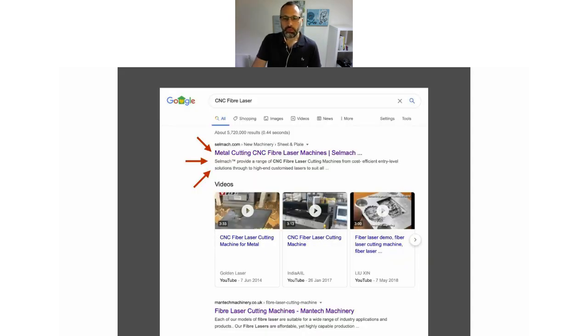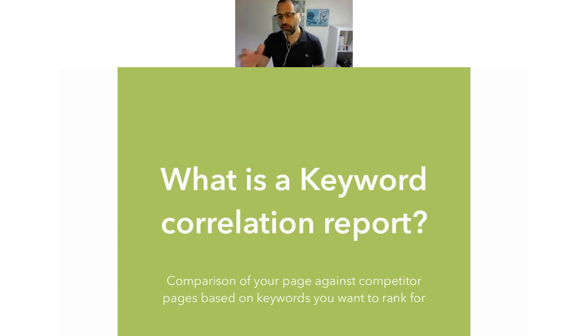So I think before we go on to what a keyword correlation report is, I'll just go on to a question from Heidi here, as it's kind of relevant to what we've been talking about. So I'll just read it out. Heidi says, as a tourism site built in WordPress, we have intro pages for different categories.